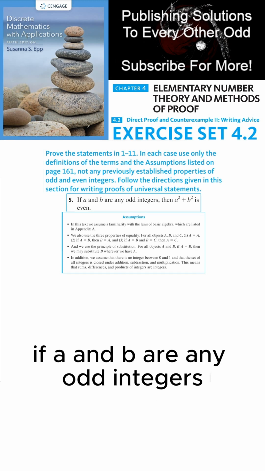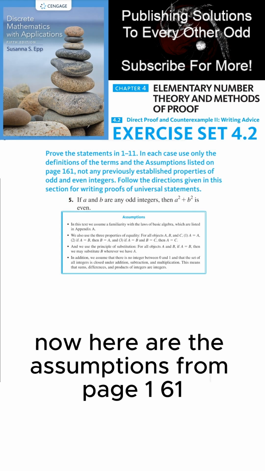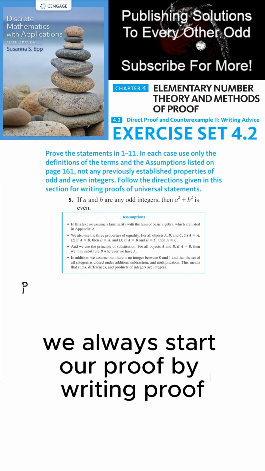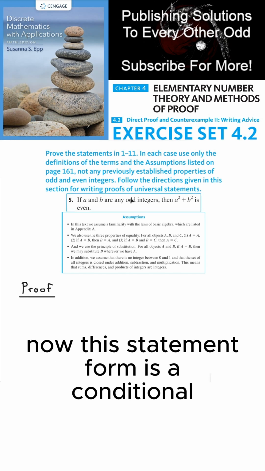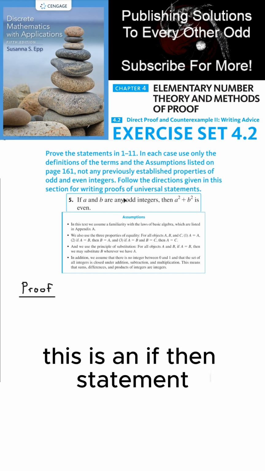If a and b are any odd integers, then a squared plus b squared is even. Now here are the assumptions from page 161. We always start our proof by writing "Proof" and underlining. Now this statement form is a conditional. This is an implication. This is an if-then statement.